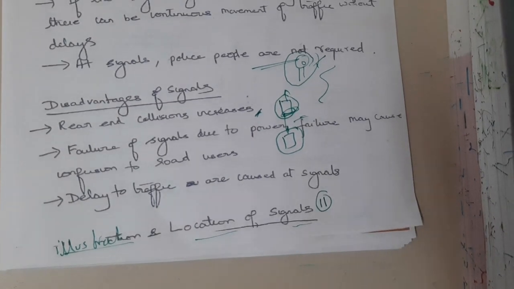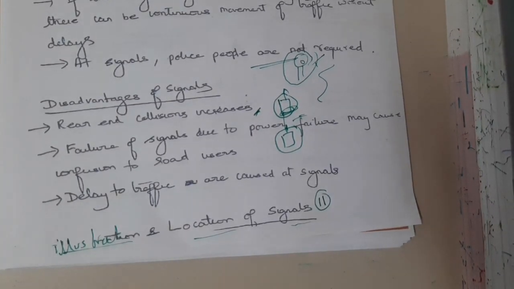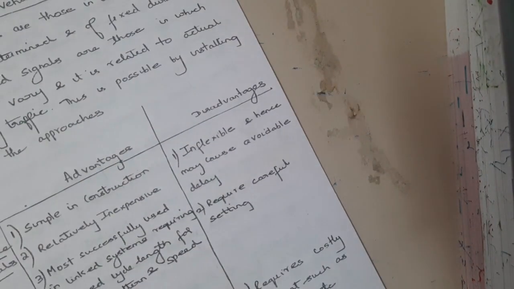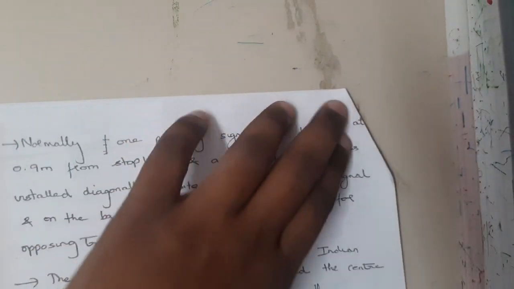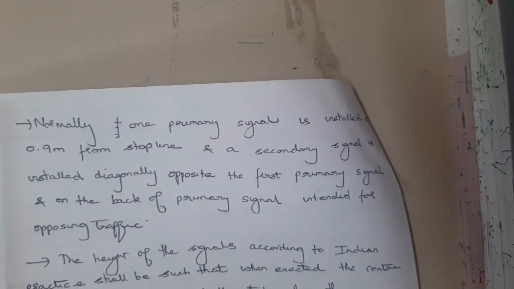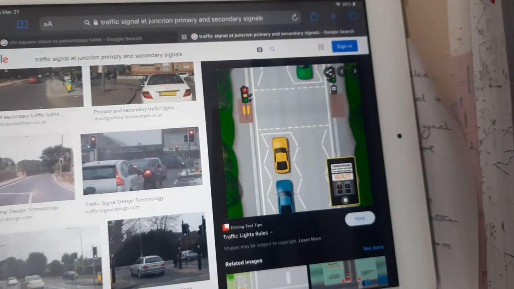In this lecture, let us go through illustration and location of signals. These signals are also located in different ways, guys. I don't know exactly whether in India we also follow this, but in the UK we have it this way. I think everyone can see it, right?